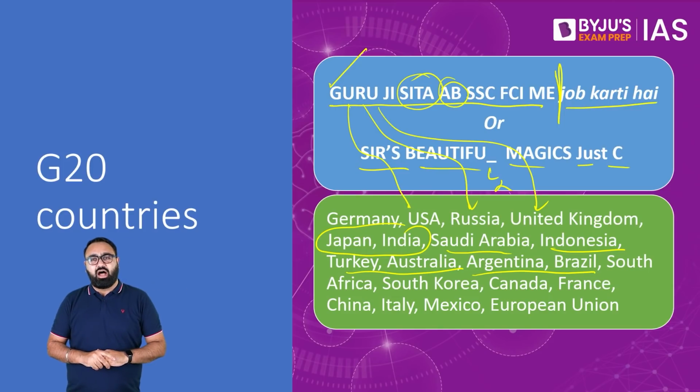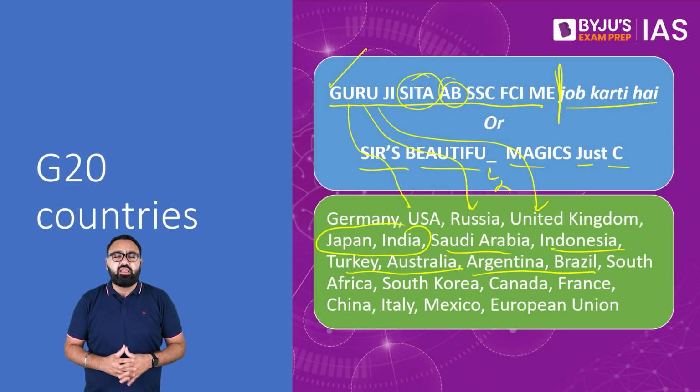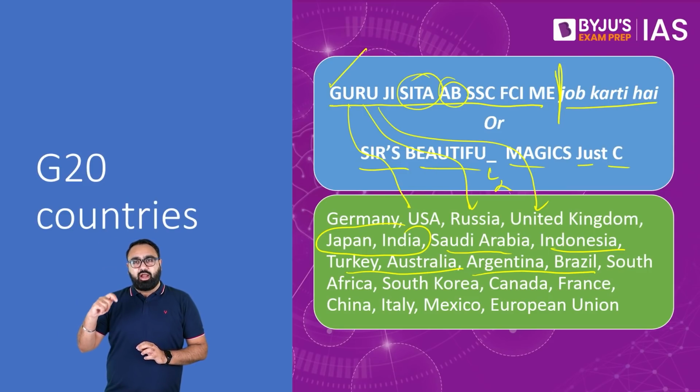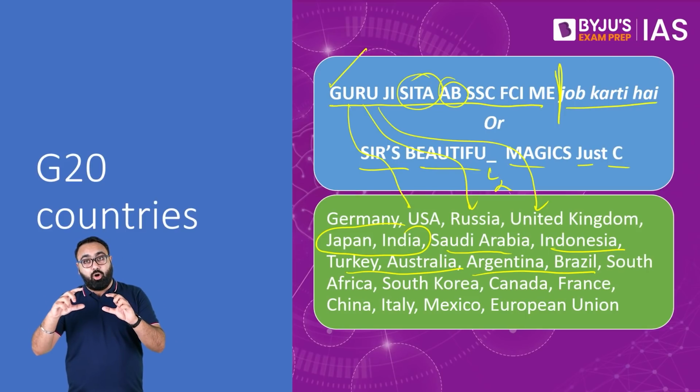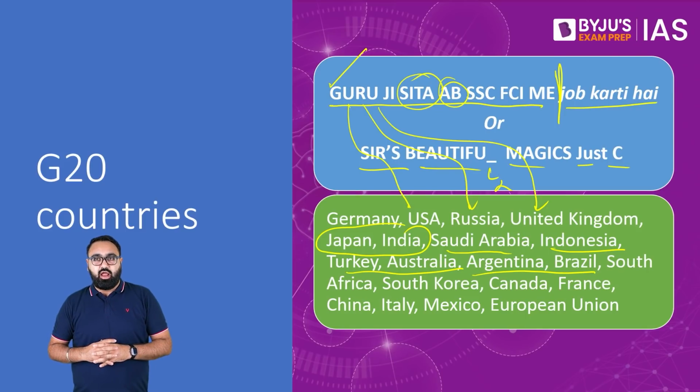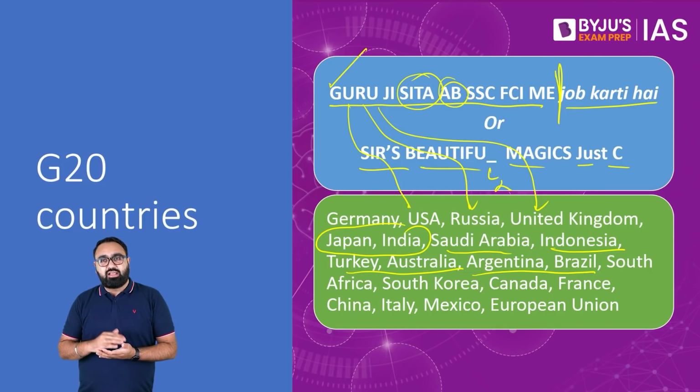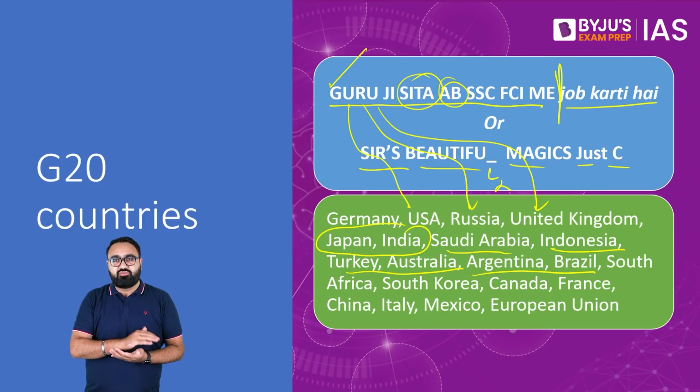There was a question asked about the G20 nations only in the prelims examination a few years back, where you had 4 options and you had to choose which of these nations. Every option also had 4 nations. And UPSC was asking you which of these options has all the nations as members of G20.